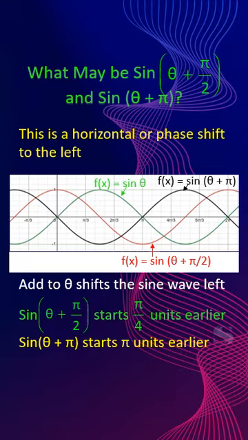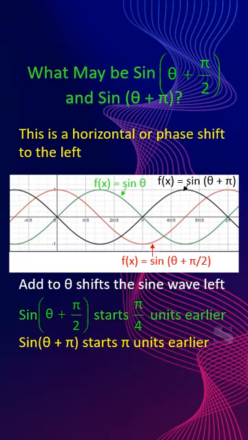When theta is 0, this becomes sine pi by 2, which equals 1. That means the sine curve reaches 1 even before the standard sine curve would have started rising. It's as if the whole wave has moved pi by 2 units to the left. It doesn't change the values of the sine function, only when those values occur.